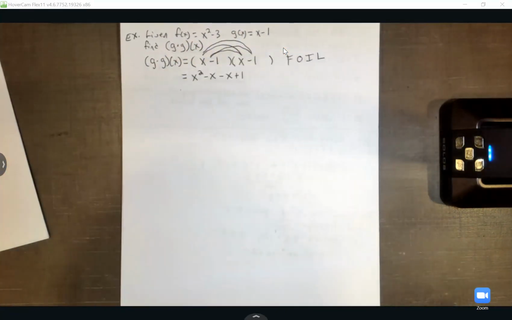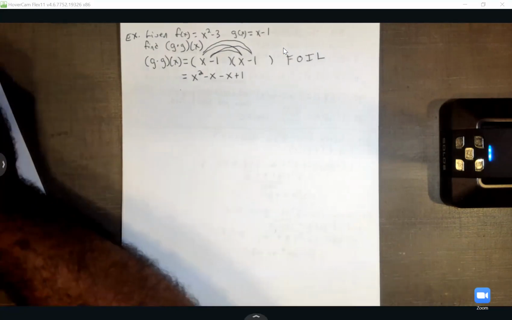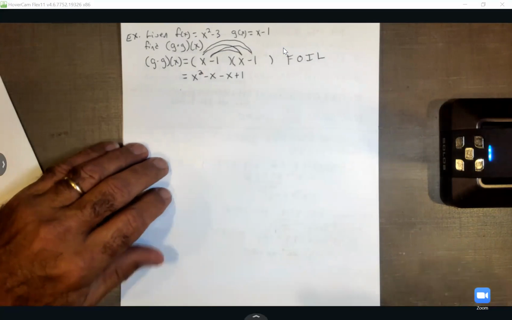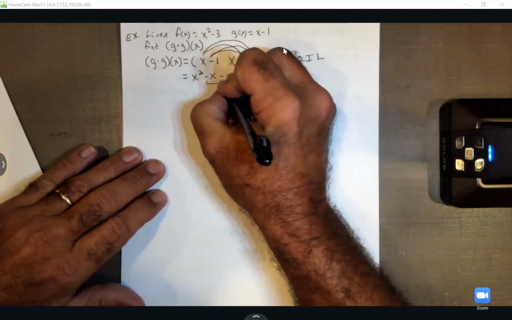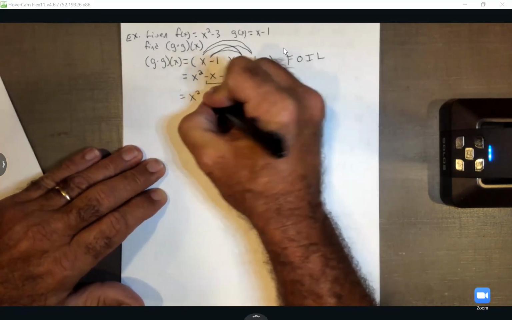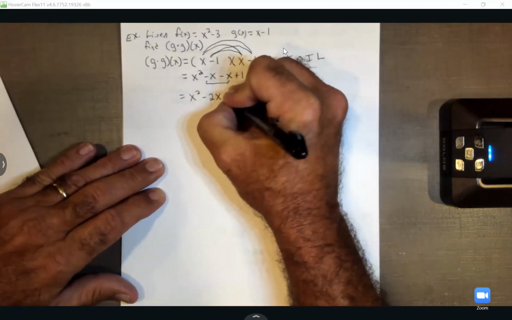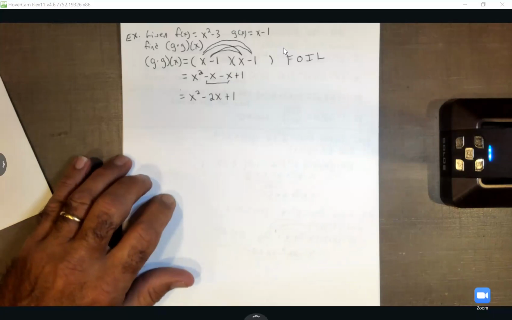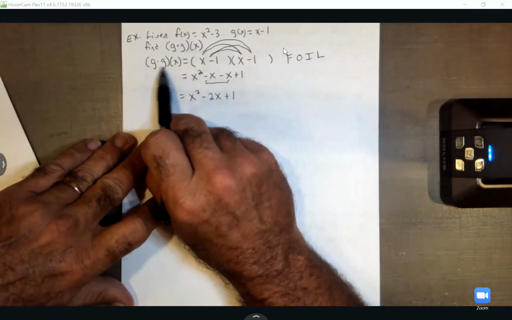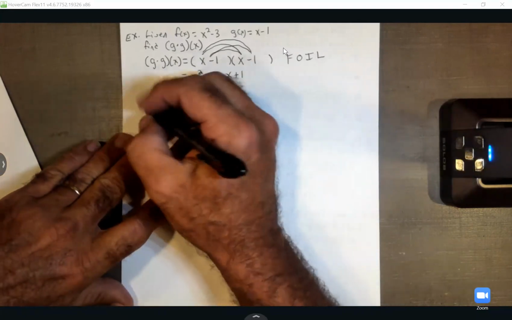Are y'all going further? Yes. Good. Add like terms. -2x. Okay, so there you go. So I get an x² - 2x plus my 1. Good job, y'all. So just watch out for what they're putting up in here when they want you to find it, okay?